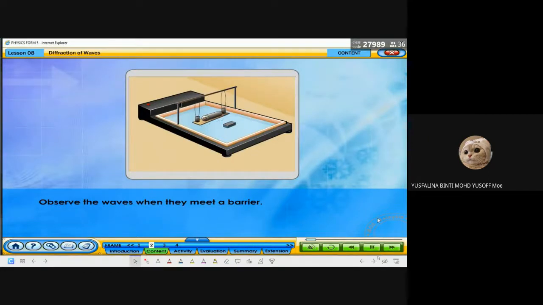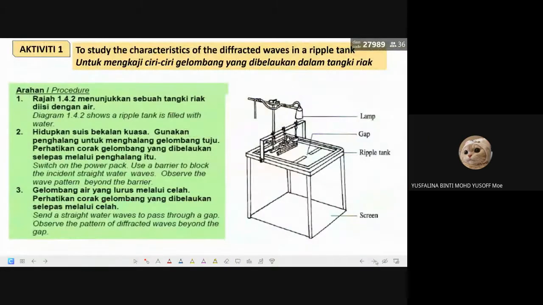Now this is, let's say, the experiment. This is the ripple tank, right? If the school is open, we can go to school and do this experiment, and also with reflection, refraction and interference. So we use the ripple tank to see these four phenomena.